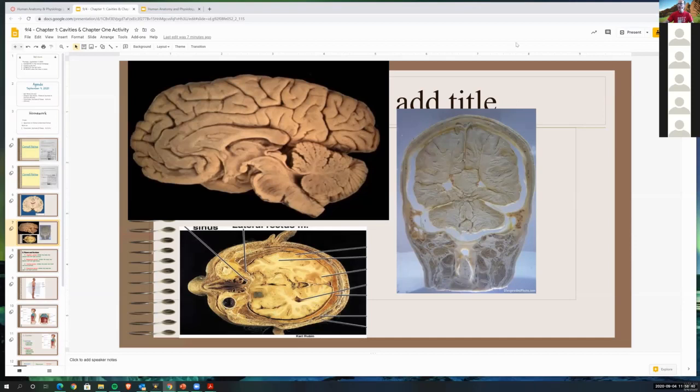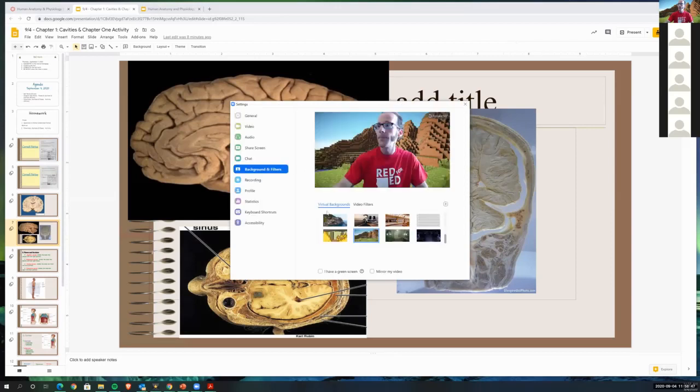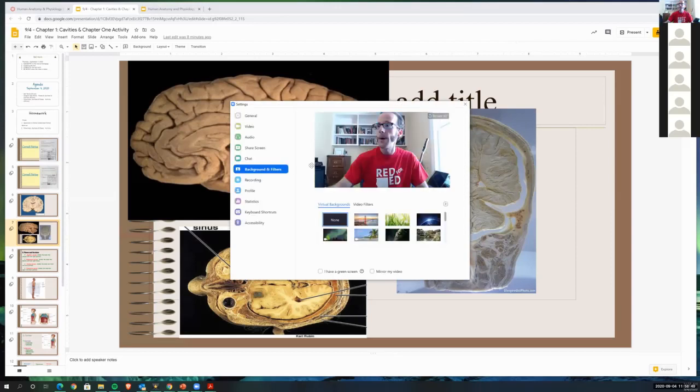Actually, I'm going to take this background off because it's going to make my hand movements really hard for you to see. Sorry, Minecraft lovers out there.